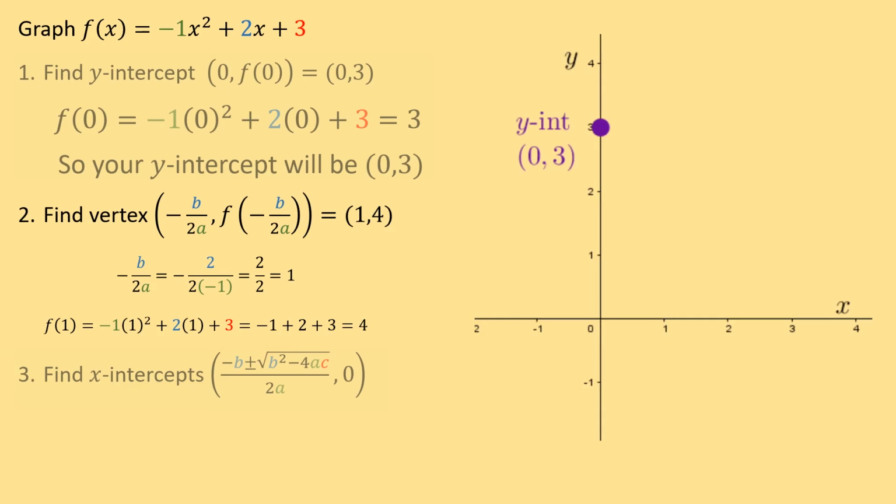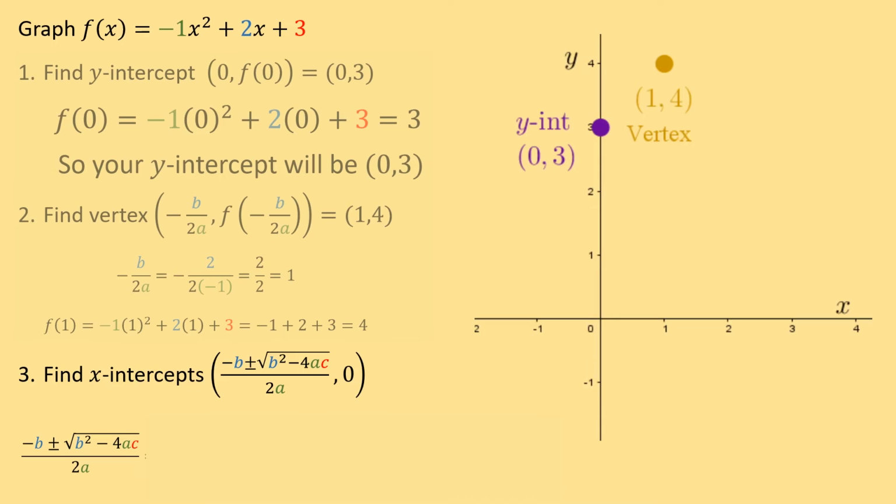And so now we can plot our vertex, (1, 4), onto the graph. And finally, let's find our x-intercepts by using the quadratic formula to get the x values of our x-intercepts. And so all we do is we take the quadratic formula and we plug our a, b, and c values in.